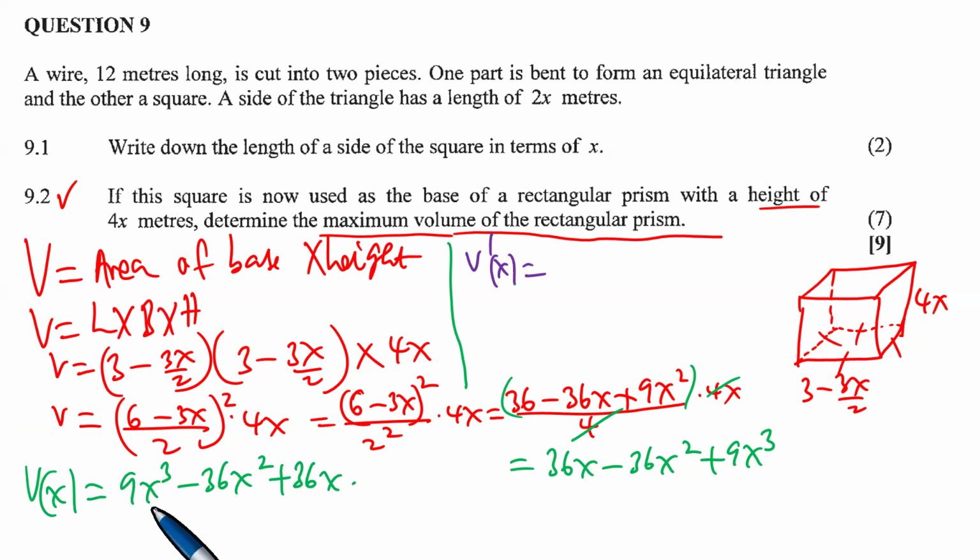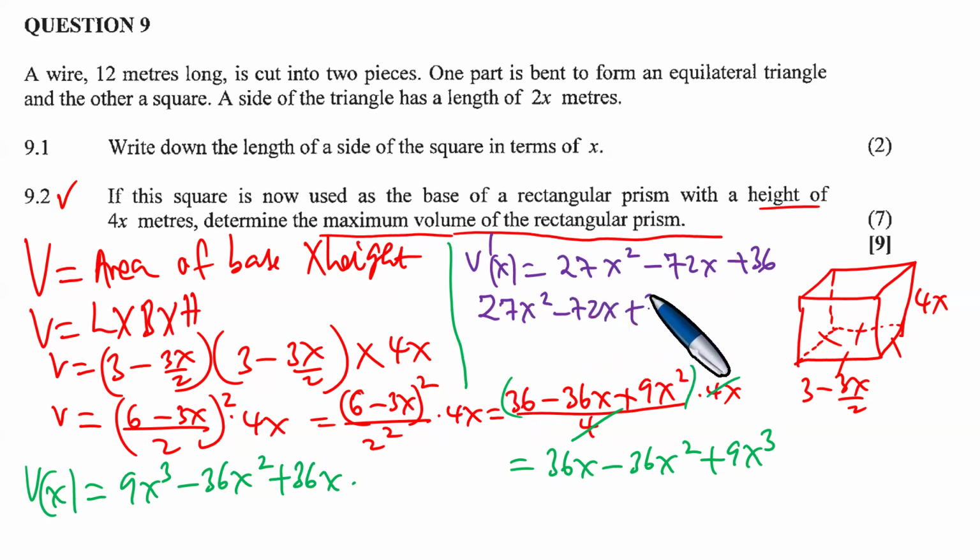Let's find the derivative. Here we have the volume function. So we have 9 times 3, which is 27x squared, minus 36 times 2, which is 72x, plus 36. This is the derivative, but what do we want with this derivative? We want to find the maximum volume. So we take this derivative and equate it to 0, meaning we have 27x squared minus 72x plus 36 equals 0 for maximum volume.